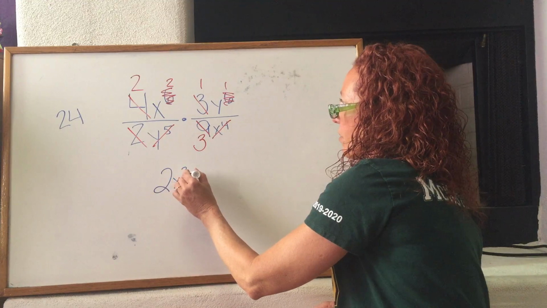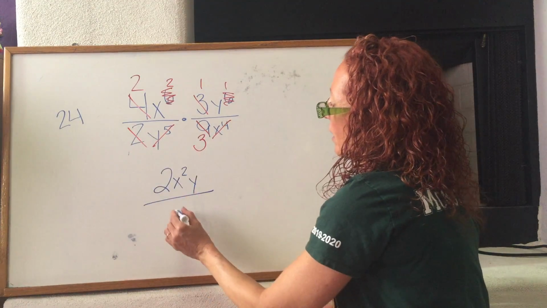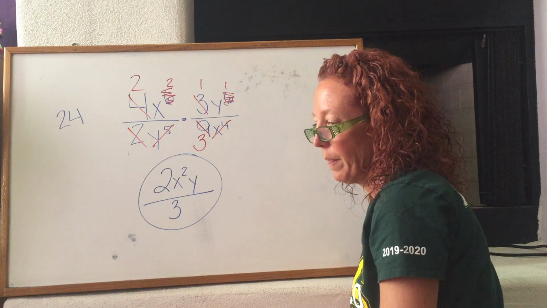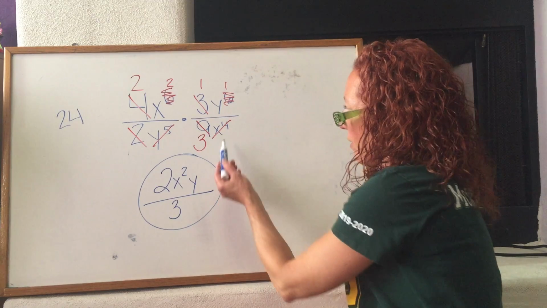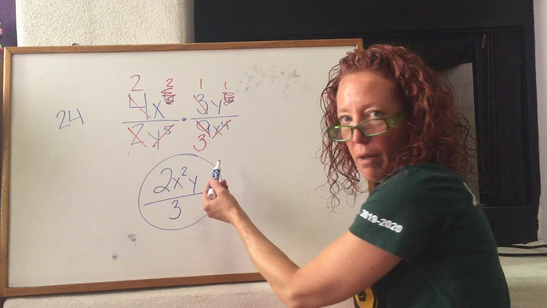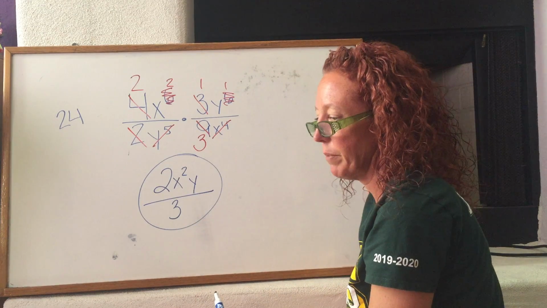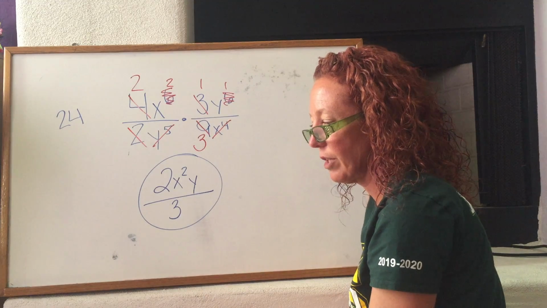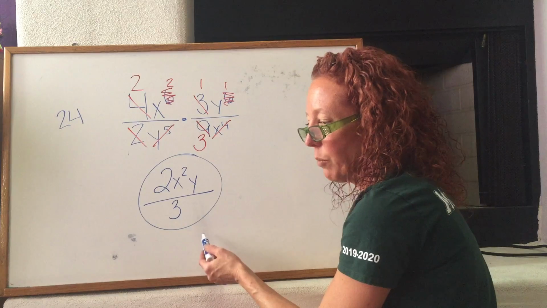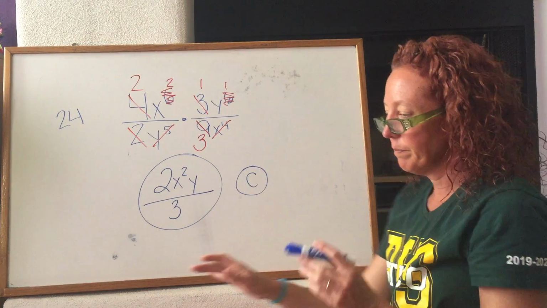Looks like I have x squared and y to the 1st, and the only remaining thing in the denominator is a 3. And keep in mind that both x and y can't be 0 because those are undefined values, because you can't have 0 in the bottom of a fraction. So the test generator does just automatically spit that out. And so 2x squared y over 3, the correct answer is C.